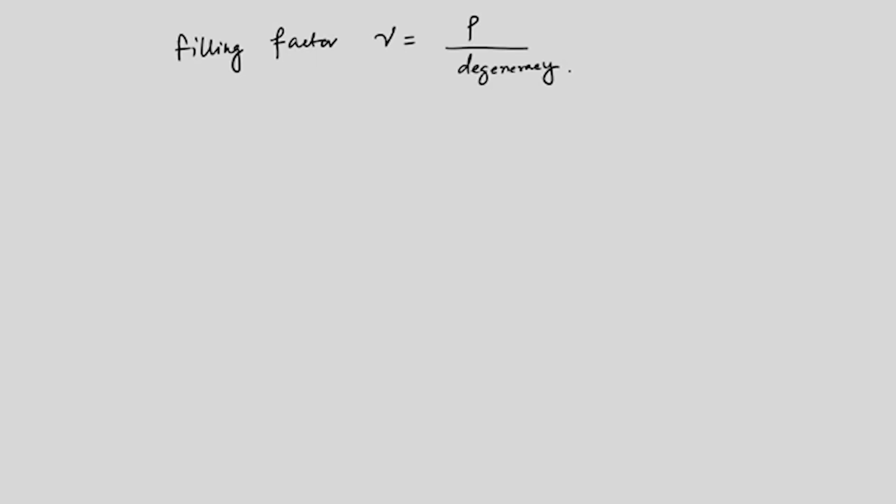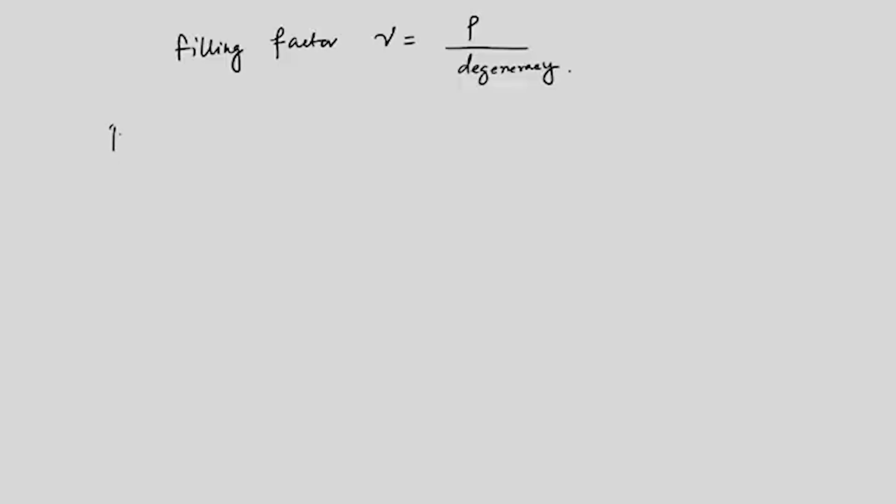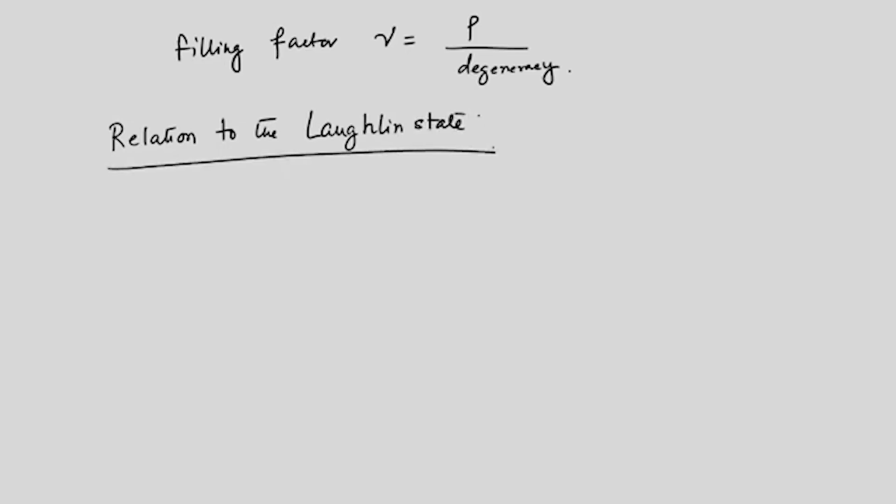Okay. So, this is the picture that emerges out of this composite fermion picture, and let us try to understand what its relation is to the Laughlin state. This is quite a nice explanation, so follow me carefully.